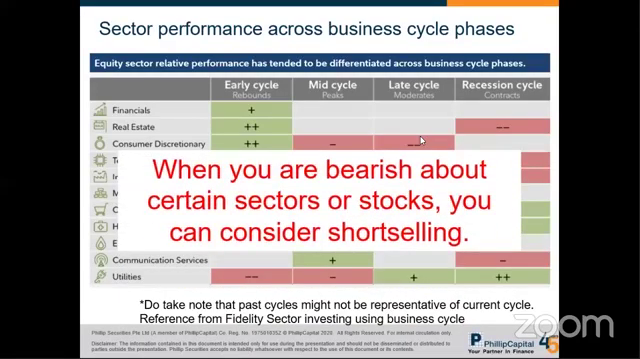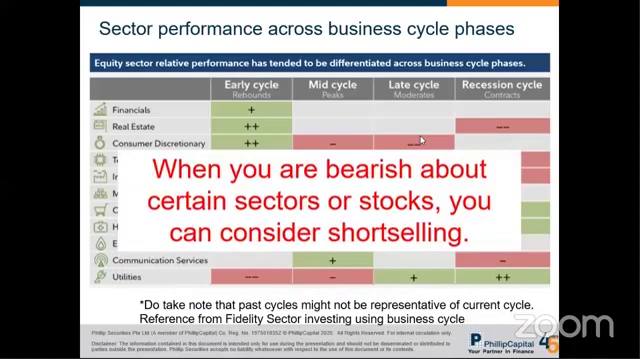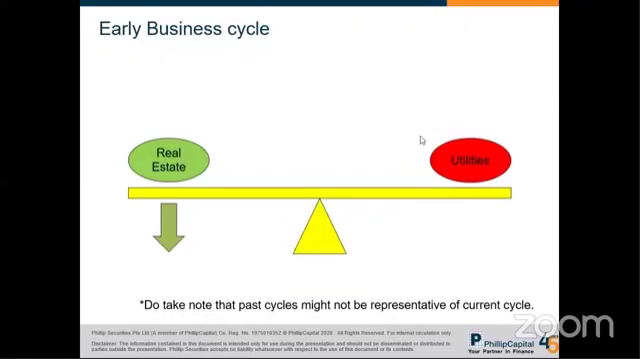So another thing is that when we just now talked about sector performance across different business cycles, you can see that when you're bearish about a certain sector or stock, you can also consider short selling. So I have an example. For example, let's say we are talking about the early stage business cycle.